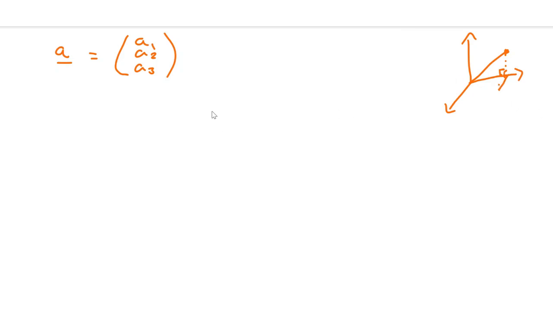And this works in all dimensions, not just in 3 dimensions. Of course, in 4 dimensions, the geometric interpretation doesn't quite add up, but it's just a definition. So this would be A1 squared plus A2 squared plus A3 squared. So that's how you calculate that.